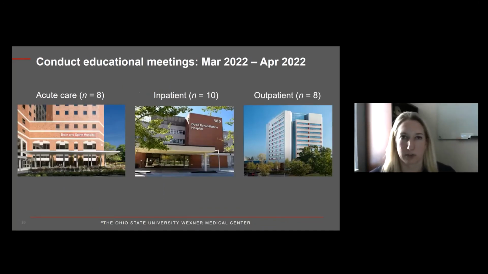Certainly, we know that training is important. Training alone isn't really effective for promoting any long-lasting practice change, but if you can combine training with some additional implementation strategies, you might see some more promise there. So we did train our practitioners on how to implement both the Fugl-Meyer and the Action Research ARM test, at least for inpatient and outpatient, because acute care was only implementing the Fugl-Meyer assessment.